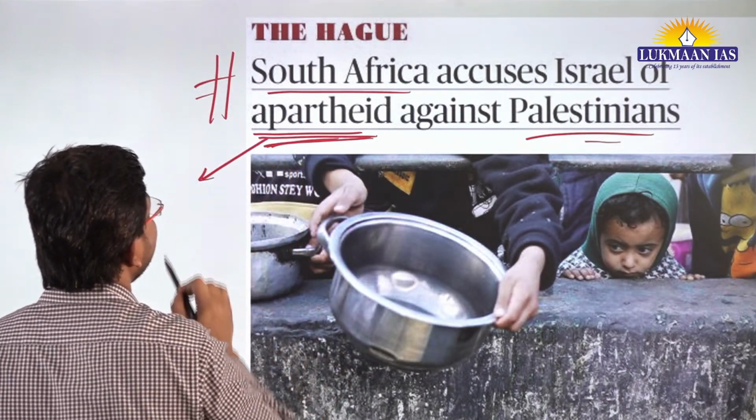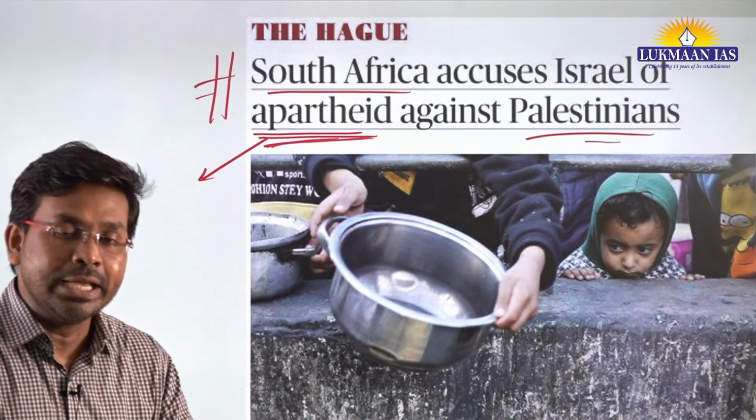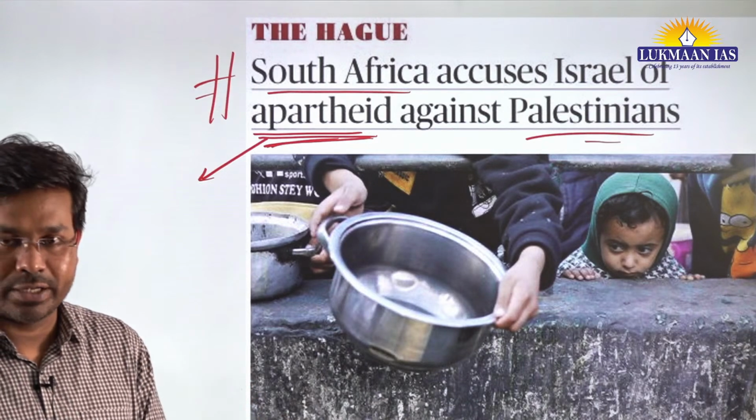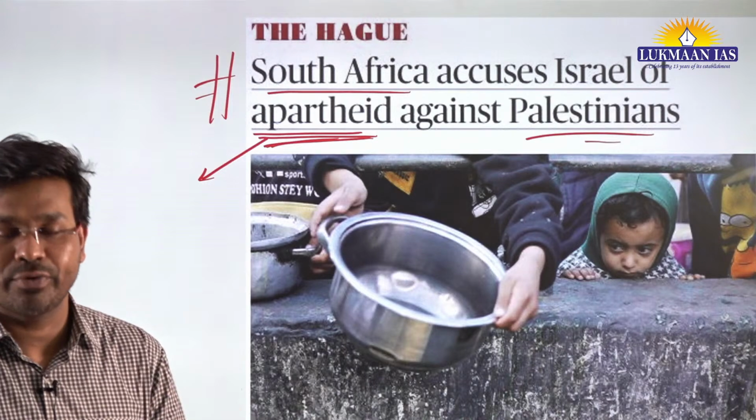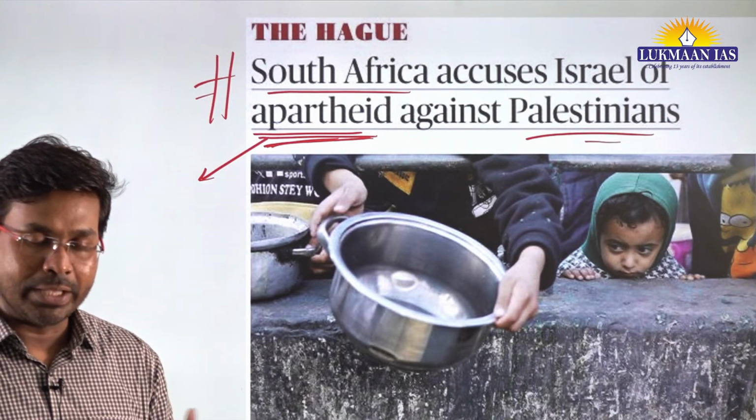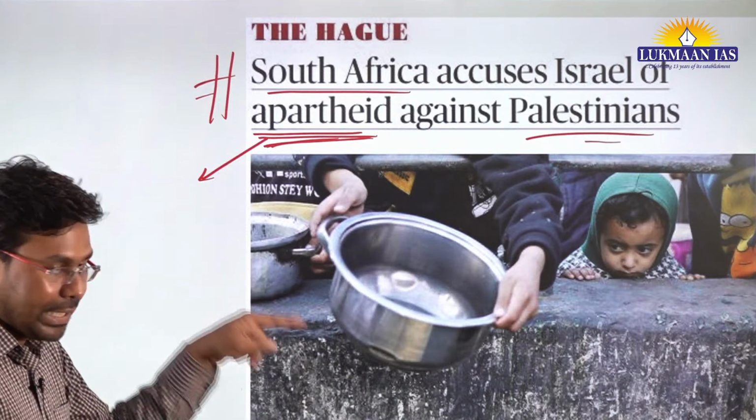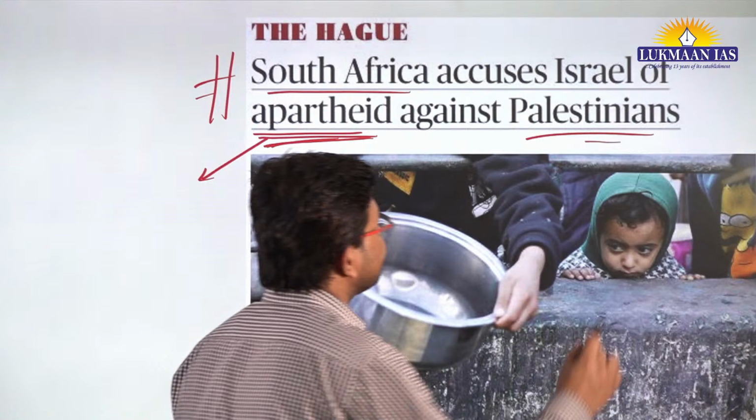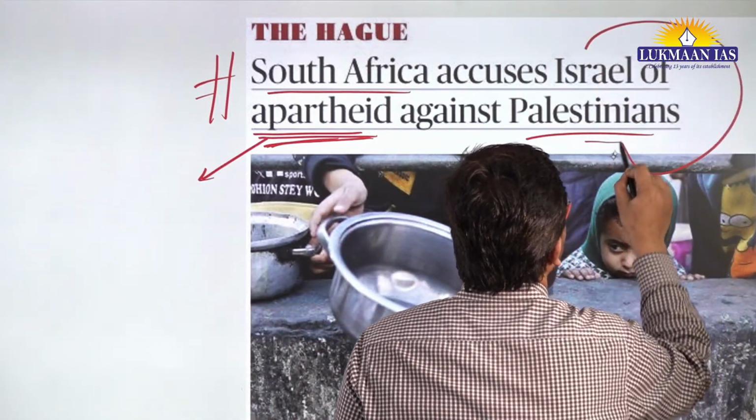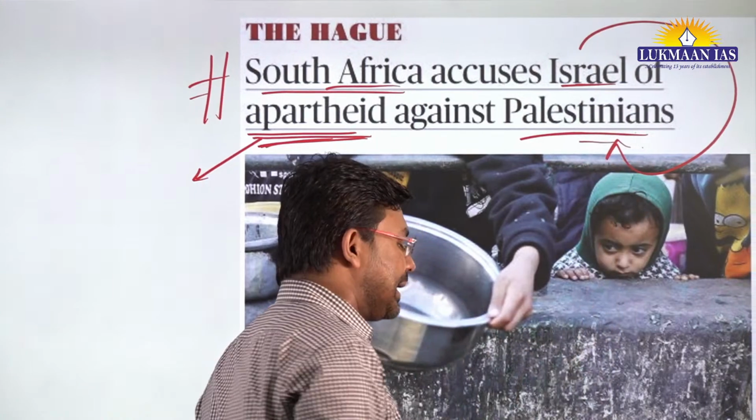So apartheid is a kind of injustice that is done to one group of people by a dominant group of people. For example, long back when Britishers were ruling South Africa, Britishers considered themselves to be racially superior as compared to African people. So they imposed untouchability, they discriminated against South African people. But now what Israel is doing to Palestine can be categorized as apartheid. So South Africa has accused Israel that it is doing apartheid against Palestinian people.